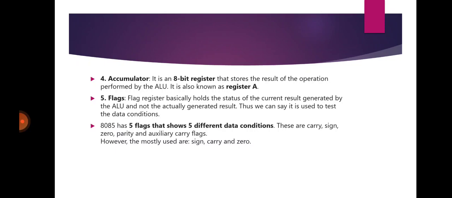Auxiliary carry flag is nothing but, whenever a carry is generated from bit D3 to D4, then the auxiliary carry flag is 1, which is also known as set, otherwise the auxiliary flag will be reset. Okay, this is all about the flags.